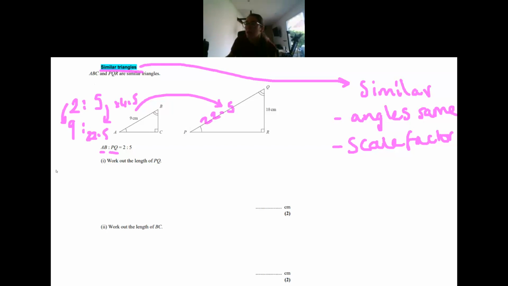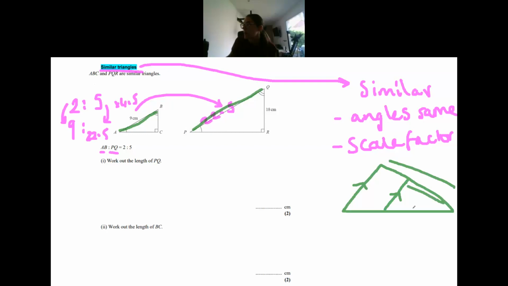Now, normally you'd get one of the same lengths on the two triangles. Just be aware, sometimes they put the triangle within a triangle, and this big triangle will be similar to the smaller triangle. So this big length is similar to this length, this big length is similar to this length.